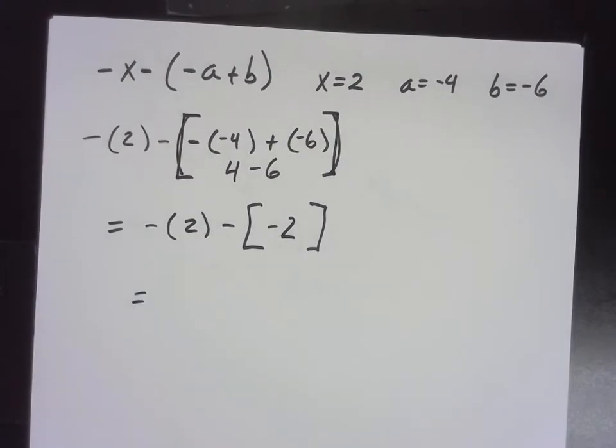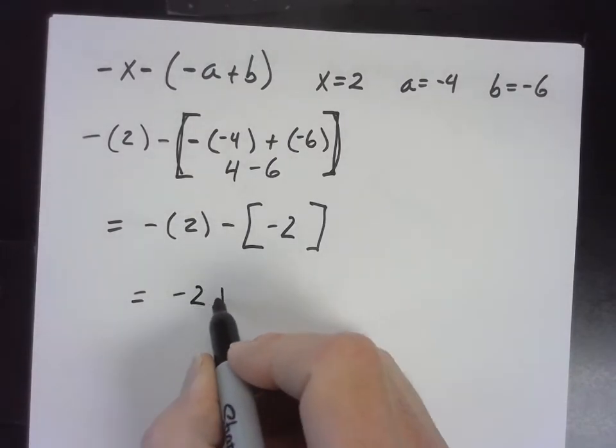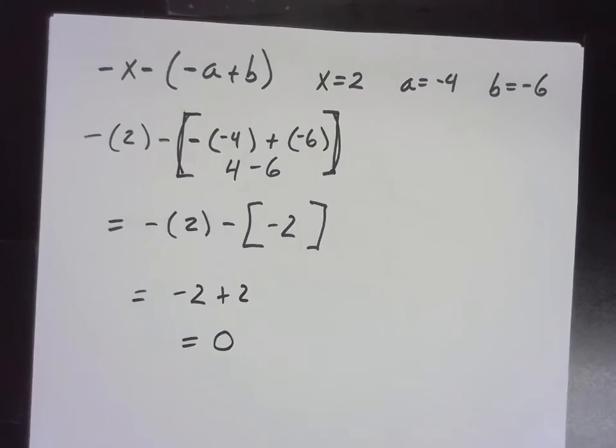Okay, so we get that. Now it says -2 subtract -2. Isn't that -2 plus 2? That's 0.